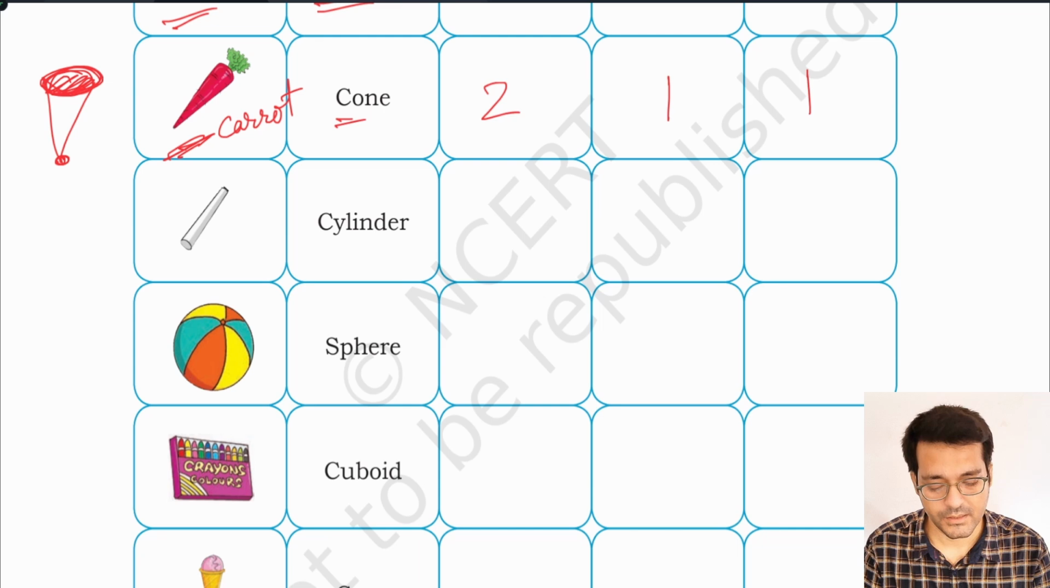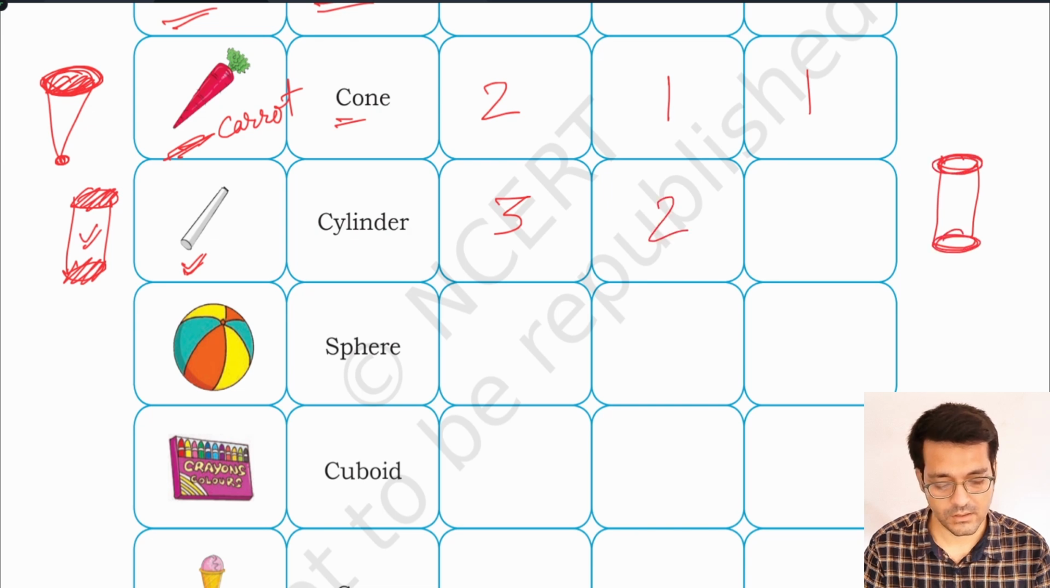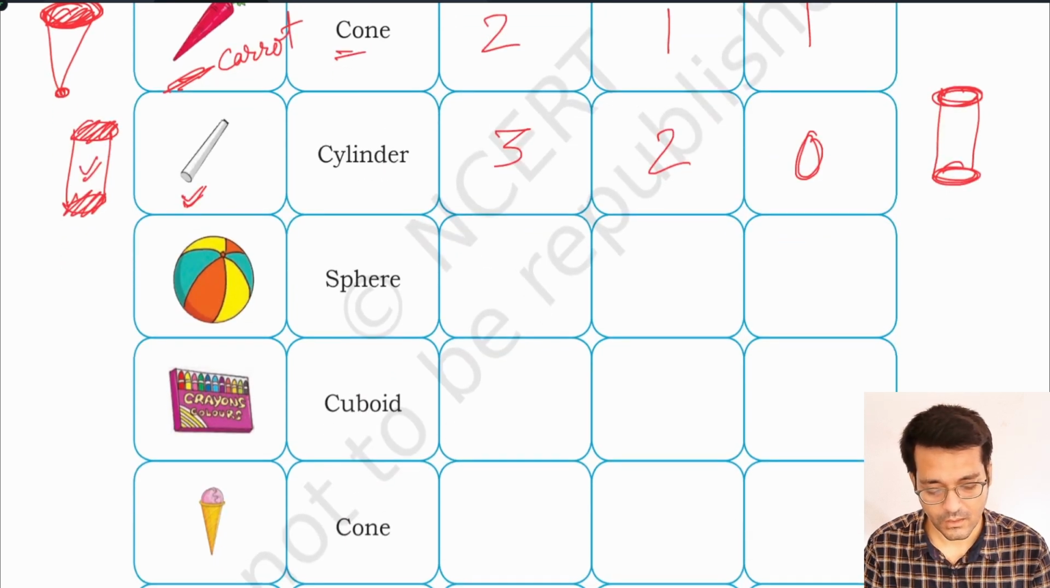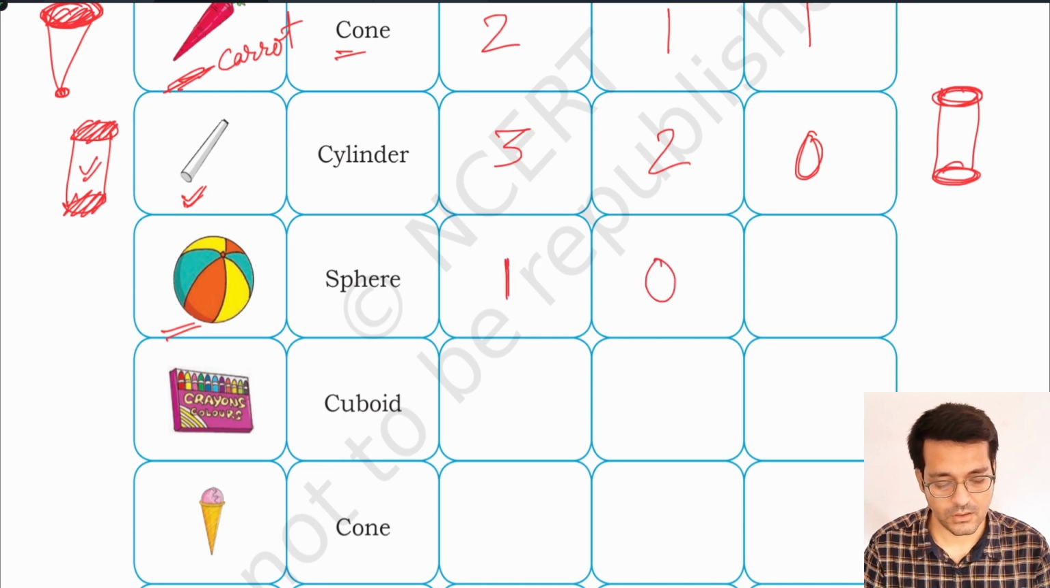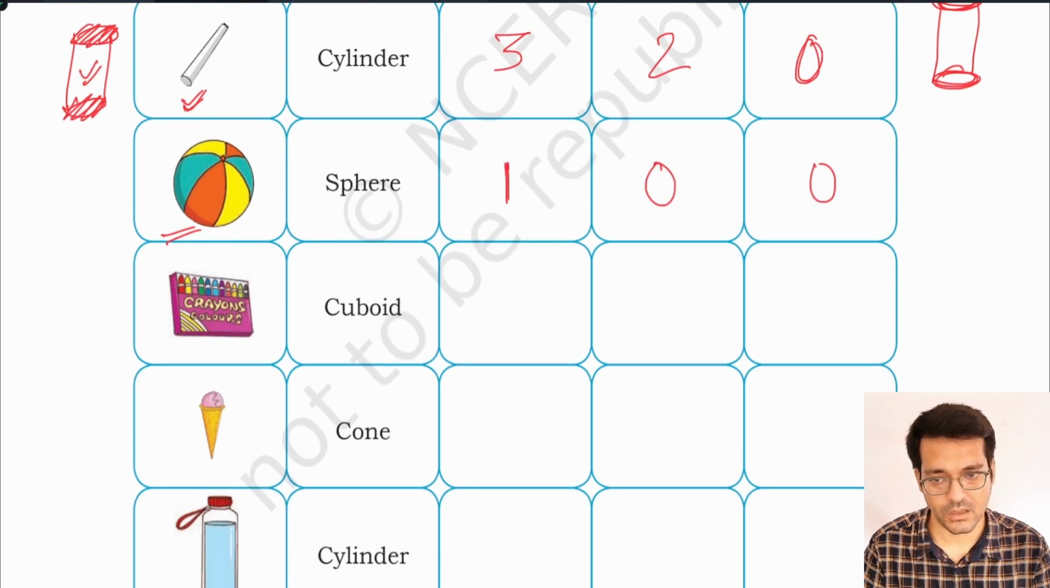Similarly, this chalk is of cylindrical shape. If you see carefully, a chalk has 3 surfaces, number of edges 2, and no corners. Similarly, a sphere has only one face, no edges and no corners.